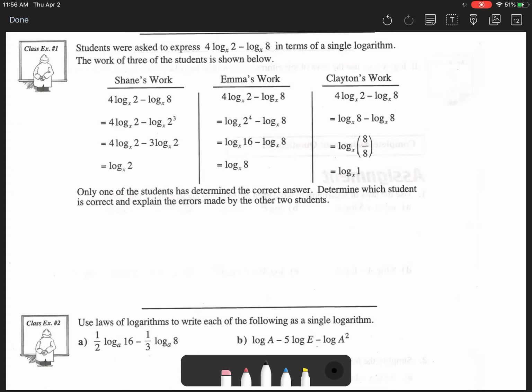The work of 3 students is shown below. So we have Shane's work, Emma's work, and Clayton's work. Only one of the students has determined the correct answer. Determine which student is correct and explain the errors made by the other 2 students.